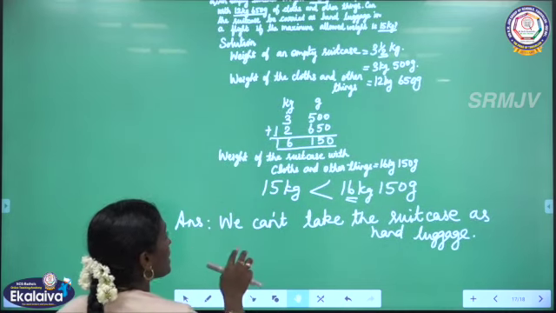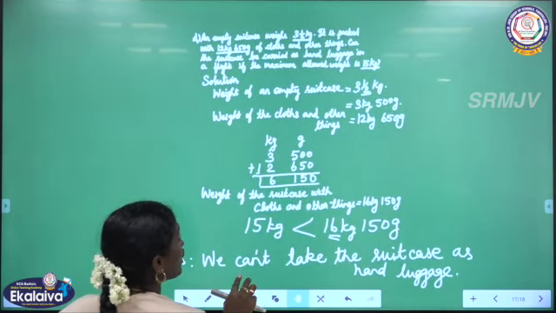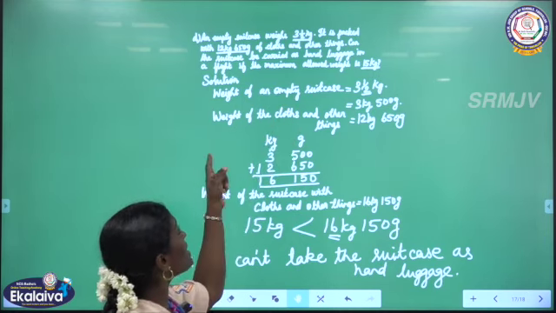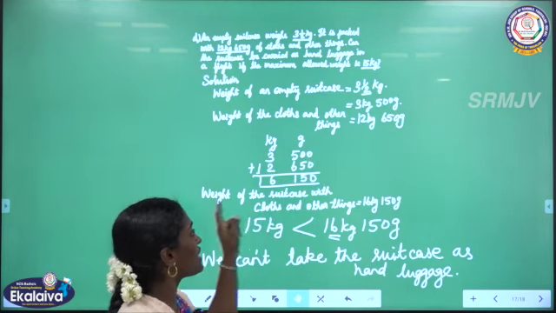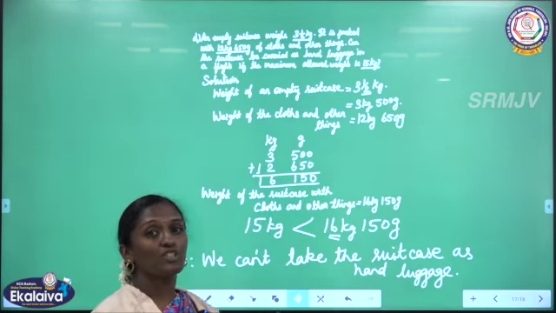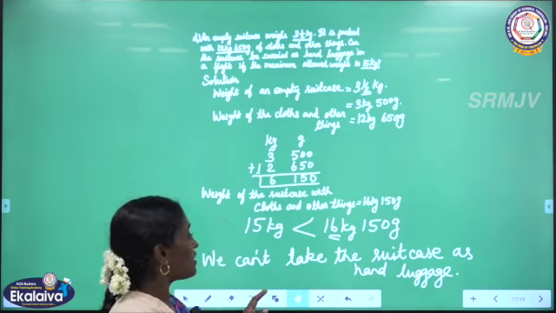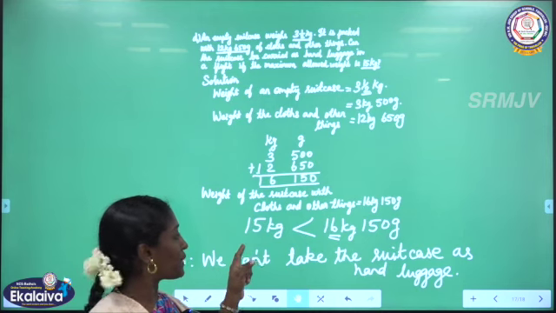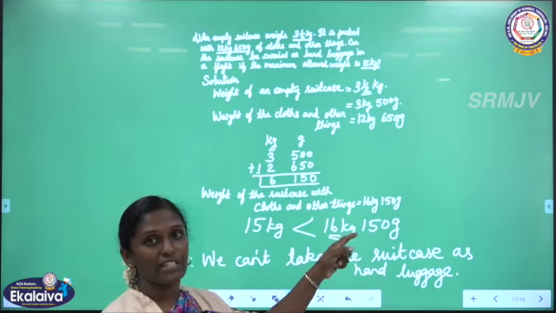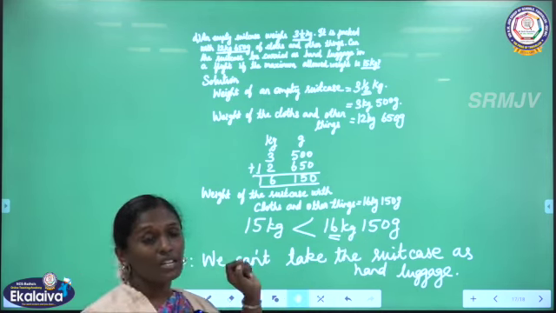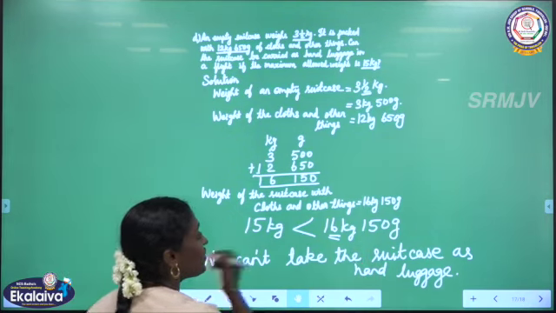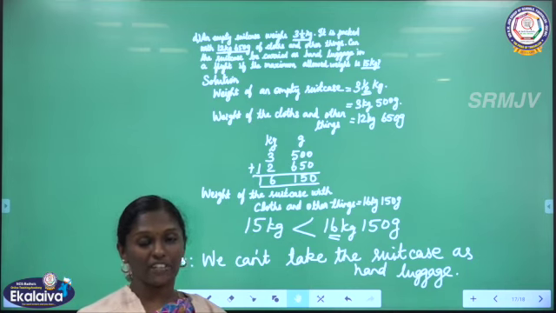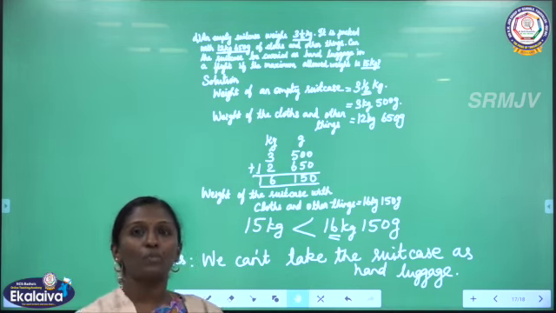To check whether we can take the suitcase as hand luggage or not, first we are adding the weight of the empty suitcase and the weight of the cloth and other things. Then we will get the weight of the suitcase with cloth and other things. Then we have to compare these two weights. This is the allowed weight in the flight. We got the weight of the suitcase with cloth, which is greater than the weight allowed in the flight. So we can't take the suitcase as the hand luggage. Is it clear, children? Hope you all understood.